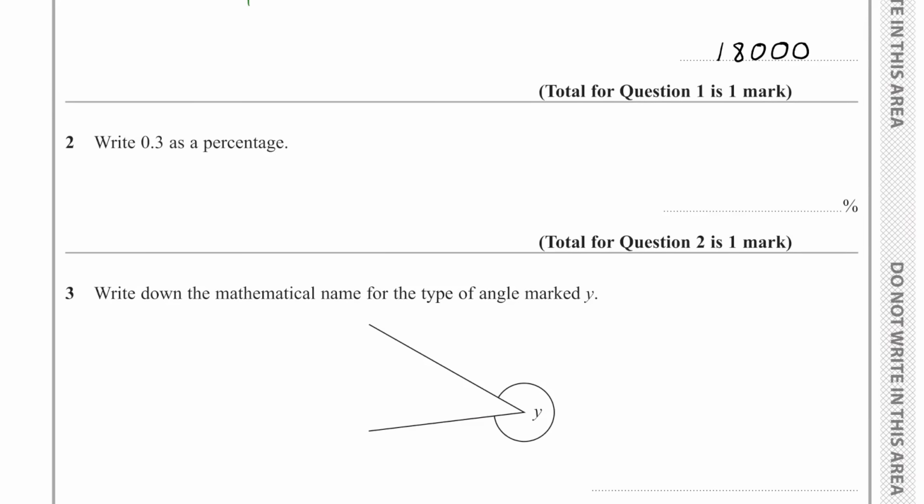Question 2, write 0.3 as a percentage. 0.3 is 30%. To change a decimal to a percentage, times by 100.